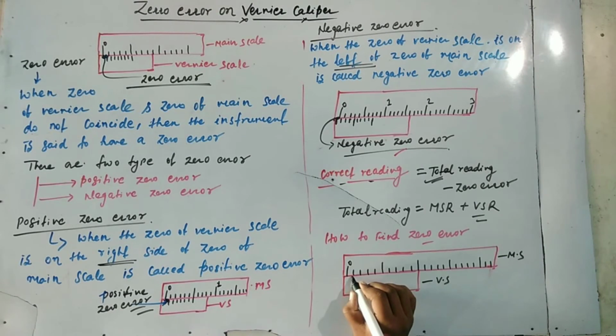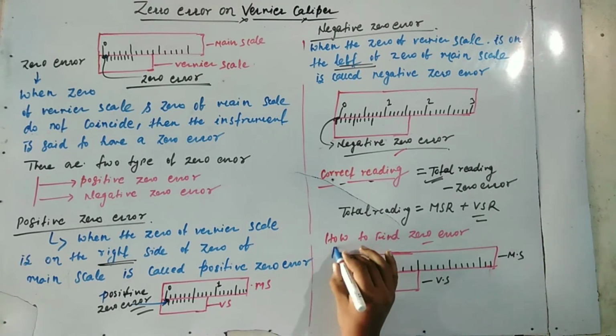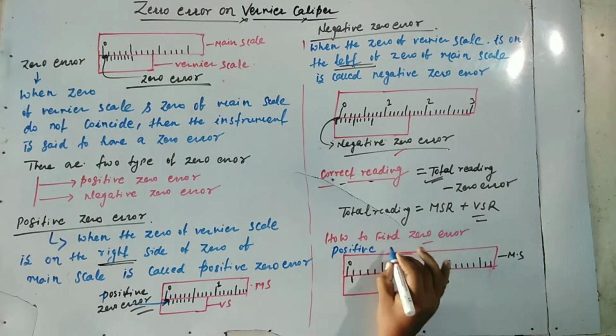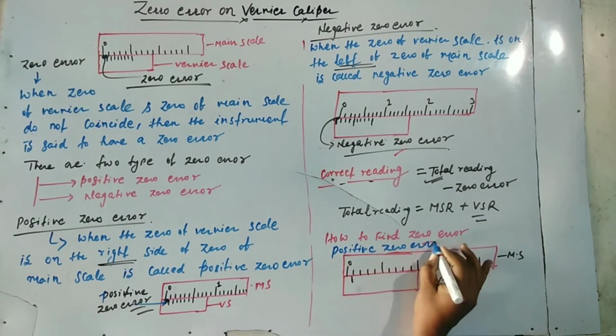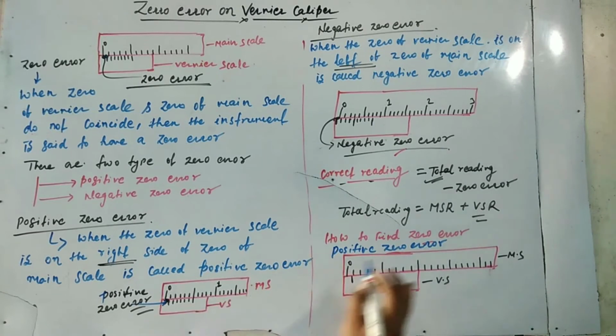Now we find the positive zero error. So it will start right side of main scale zero. The vernier scale zero will be right side of main scale zero. So here the gap of main scale zero and vernier scale zero is called positive zero error. So this one is positive zero error.